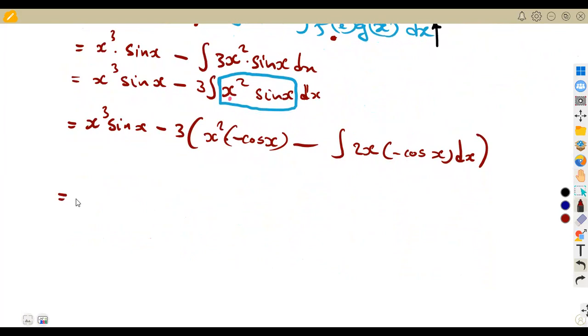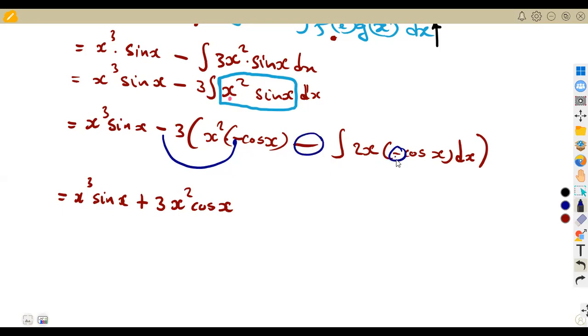So you can expand x cubed sine of x. If we expand, the negative 3 is going to multiply with a negative there, so it's going to be positive. So that's positive 3 x squared cos of x. Then here, before it was negative and here negative, which gives a positive. Now we are left with the negative 3, and these two, we can take the 2 out of the integral.